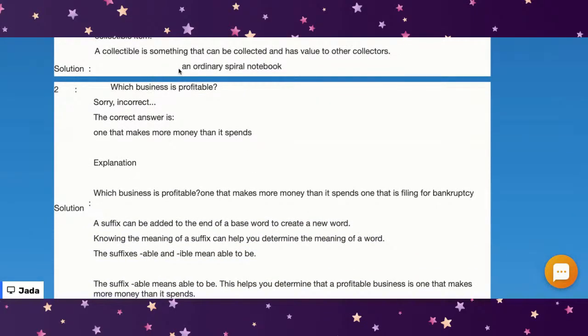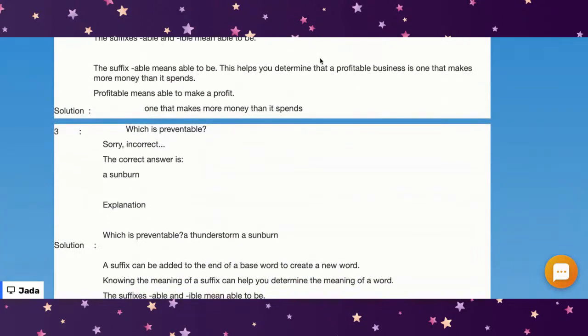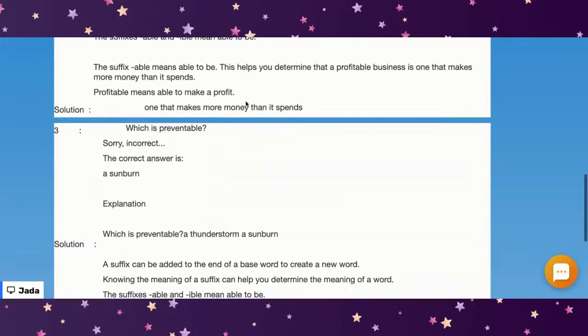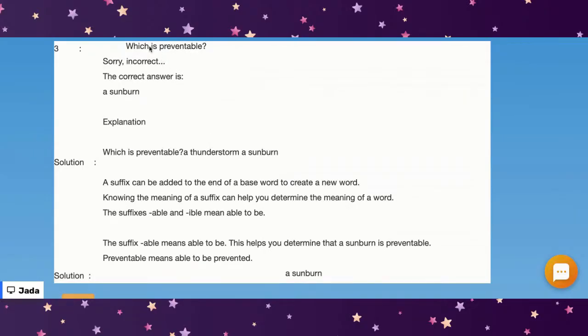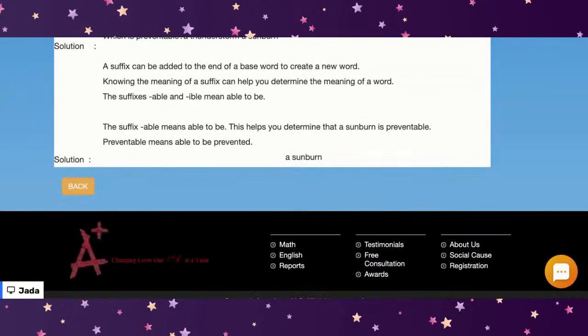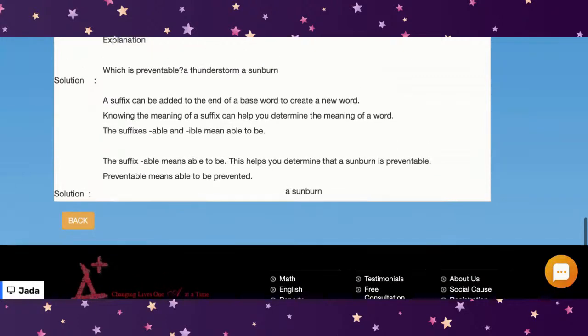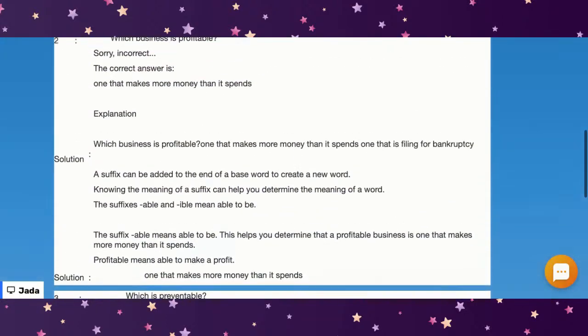Which business is profitable? A profitable business is one that makes more money than it spends. Okay, so you can make money from that business. You know that your business is profitable because you make profits. Which is preventable? If you prevent something, it's something that you can stop from happening. Like a sunburn, you can prevent a sunburn by putting on sunscreen. So that prevents you from sunburn. So preventable is something you can prevent.